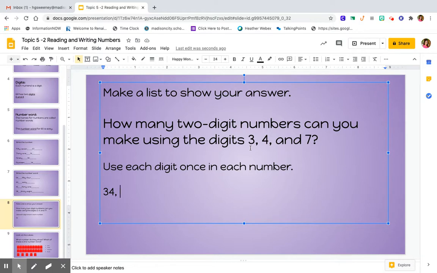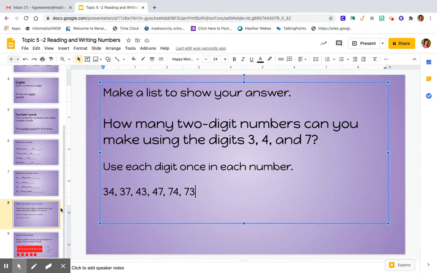All right. Miss Sweeney's going to give you your answers. So 34, 37, 43, 47, 74, and 73. So you should have these 6 numbers written down.